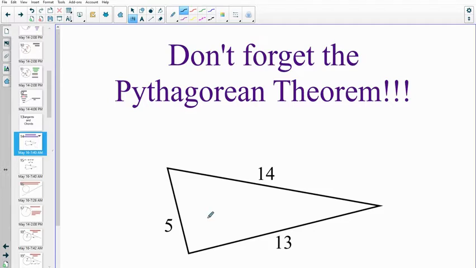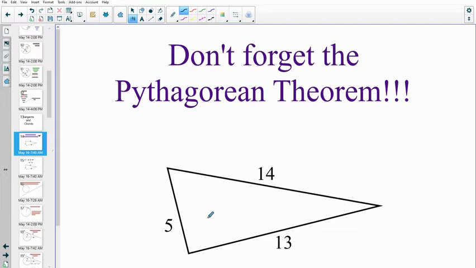Now, when we learn the Pythagorean theorem, we learn that if something is a right triangle, then a squared plus b squared equals c squared, where a, b, and c are sides of the triangle, and c is the hypotenuse. But it also works in reverse. If a squared plus b squared equals c squared, then we have a right triangle.